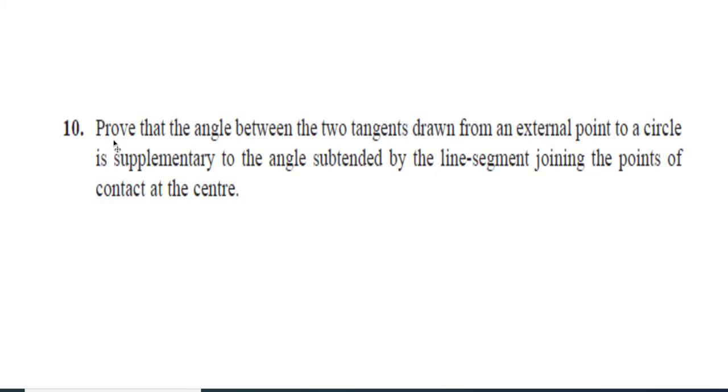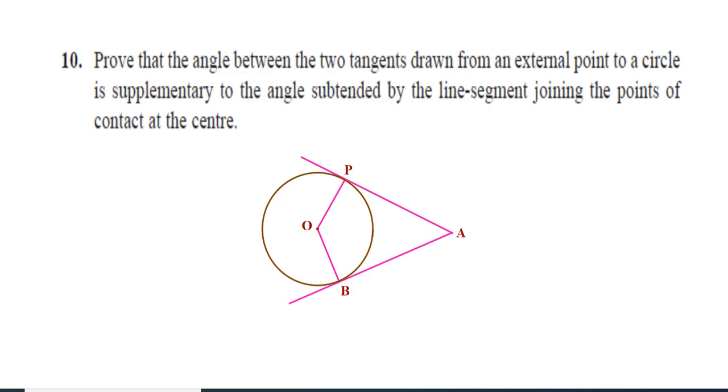Here is the question number 10. Prove that the angle between the two tangents drawn from an external point to a circle is supplementary to the angle subtended by the line segment joining the point of contact at the center. Let us draw the figure first. Here AP and AB are the tangents from an external point and O is the center of the circle.